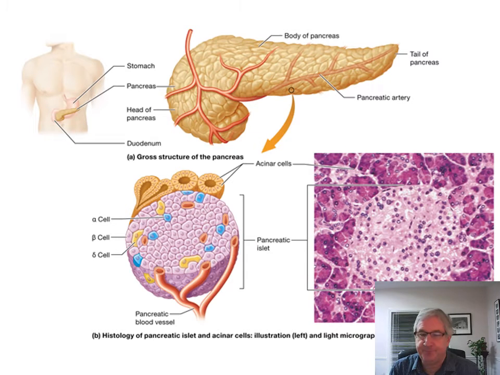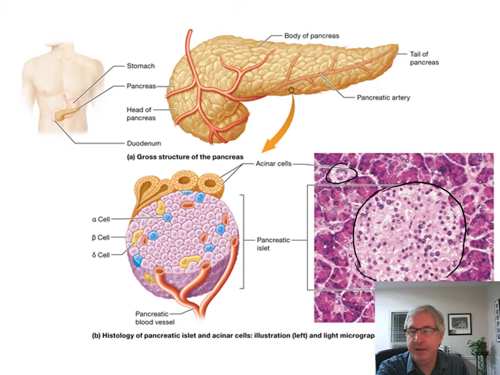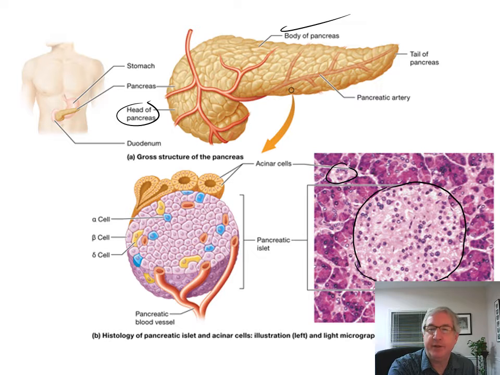All right, next slide. Here's a little bit higher magnification of all this. And so we have the acinar cells surrounding a duct, and then you have the pancreatic islet here. Islet meaning little island. That's what islet means. So we have the head of the pancreas again, the body of the pancreas, and tail of the pancreas. This is an artery on the outside. If you chop open the pancreas, you'd see the duct, the main duct going down the middle of it.